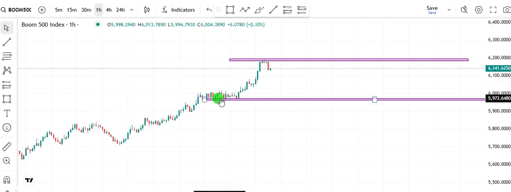Now the H1, yes, is valid. You can see it right here. There was a lot of testing and retesting right here, telling us that this market is likely to move above this if it holds, and of course it holds.